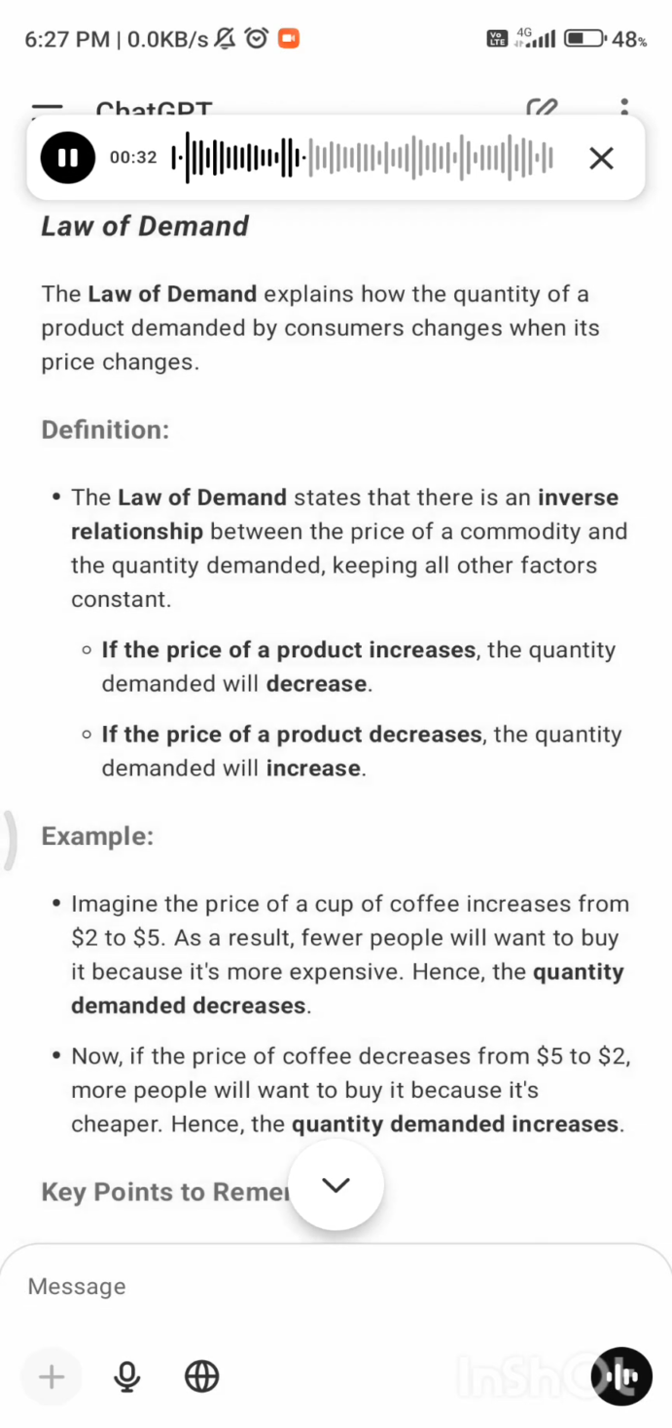Example: imagine the price of a cup of coffee increases from $2 to $5. As a result, fewer people will want to buy it because it's more expensive. Hence, the quantity demanded decreases. Now, if the price of coffee decreases from $5 to $2, more people will want to buy it because it's cheaper. Hence, the quantity demanded increases.